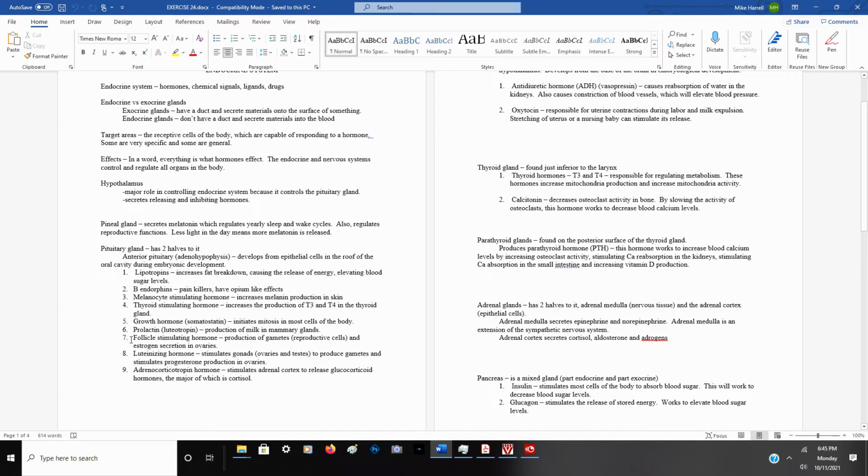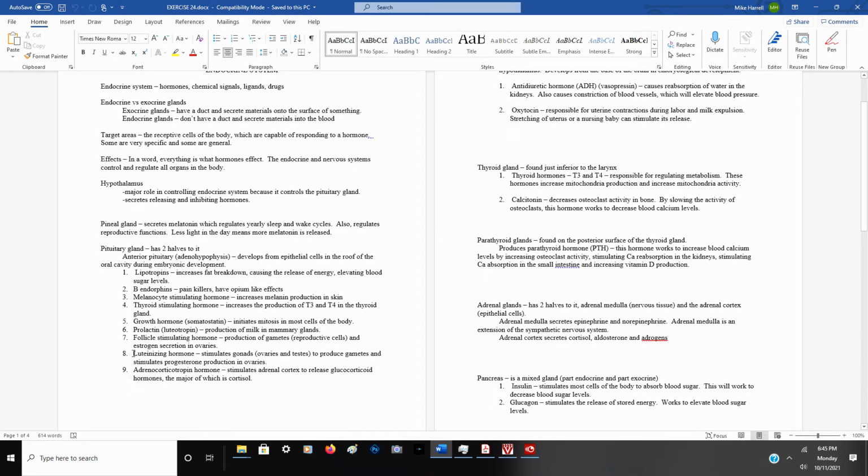Number 7 here, follicle stimulating hormone. When you hear follicle stimulating hormone, think reproductive cells of the body. That's what gametes are right there. Talking about the sperm cells and the oocytes of the male or the female. So follicle stimulating hormone stimulates the production of the reproductive cells. And of course the reproductive cells are made in the ovaries and the testes. So that's specifically what it's targeting there.